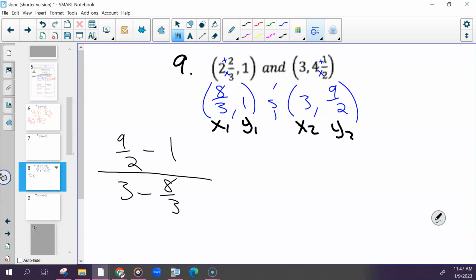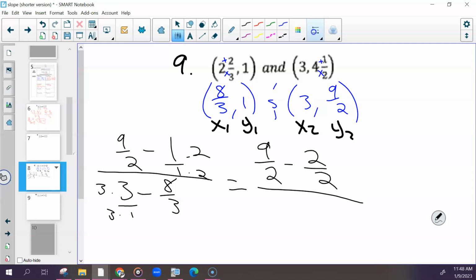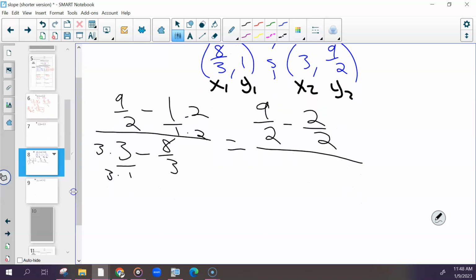You'll have to get common denominators for both. Remember that all whole numbers are really over 1. So this would be multiplying by 3 and multiplying by 2. So we have 9 over 2 minus 2 over 2. And 9 over 3 minus 8 over 3.